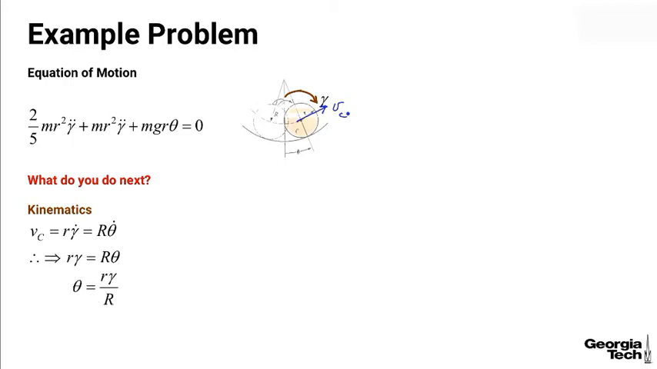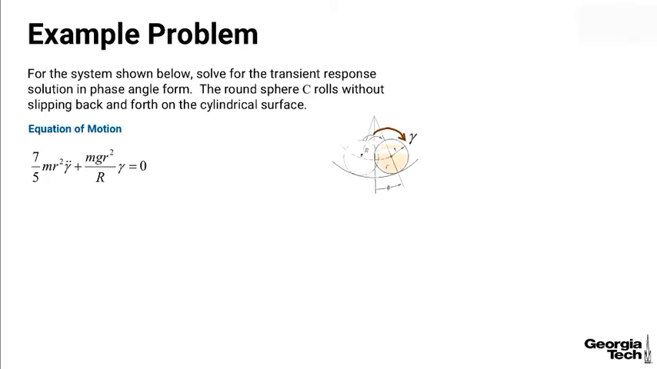And so theta becomes a function of gamma, little r gamma over big R, and I can replace theta now in my equation of motion above. And so now everything's expressed in terms of gamma. And so the final equation of motion that I come up with is (7/5 m little r squared plus mg r squared over big R) gamma equals 0. So a second order differential equation like we saw with the coordinates x or y, whatever coordinate I'm using.